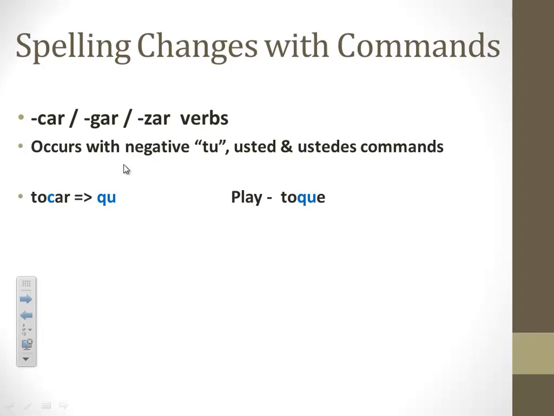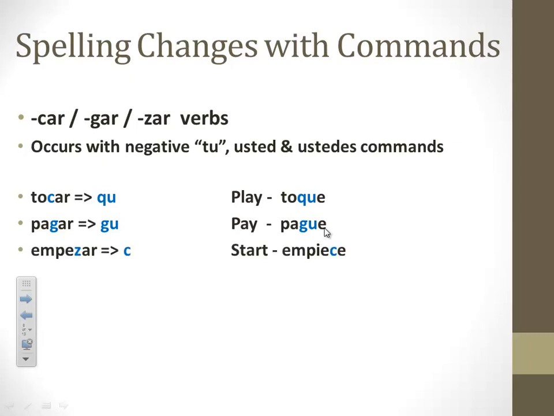So if you have a car verb, your C will go to QU. In the usted, if I'm telling someone to play, I would say toque. If I have a gar verb, my G will go to GU. If I'm telling someone in the usted command, pay, pague. And to start or to begin, the Z will go to C in zar verbs. So start, empiece.